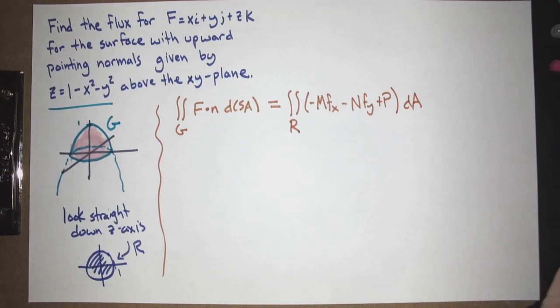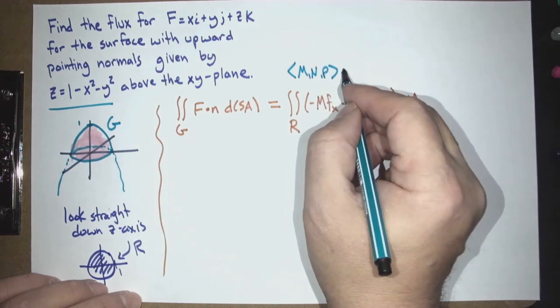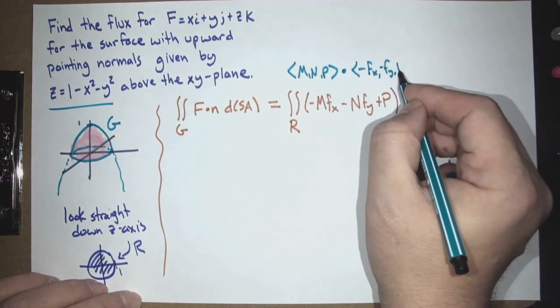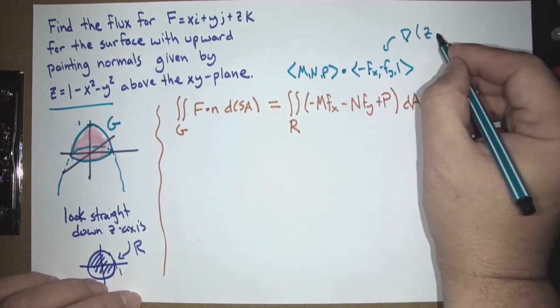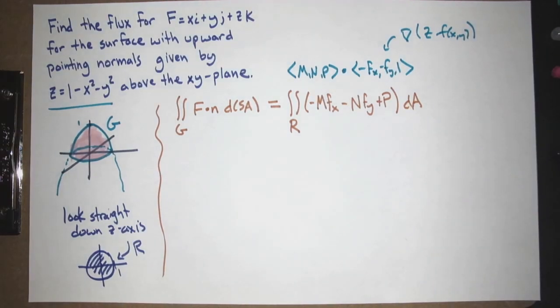And this is the hard part about the flux, is remembering that there's this formula here. So just remember where it's coming from. It's your M, N, and P, dotted with your minus f_x, minus f_y, 1, which is from the gradient of z minus f of x y. So if you have to rederive it, that's where it's coming from. Probably don't want to rederive everything. It takes a while to go from Calc 1 to Calc 3 on the third exam.